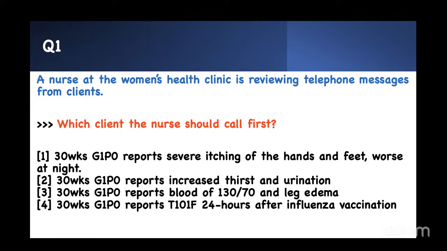One reports severe itching of the hands and feet, worse at night. Then 2, the same thing, 30 weeks, G1, reports increased thirst and urination. Number 3, the same 30 weeks, G1, P0, blood pressure of 130/70, and the leg edema. And then the next one, G1, P0, reports a temperature of 101, 24 hours after influenza vaccination. These are 4 patients that you have to prioritize, right?